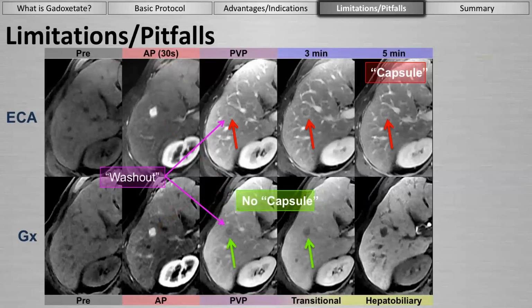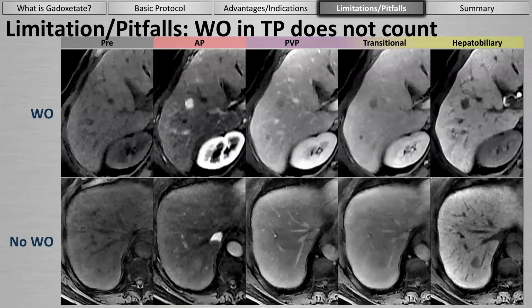And why is that important? Because if you see the capsule, you can call this a LI-RADS 5. If you don't see the capsule, you have to call it a LI-RADS 4. So the same exact lesion within 2 weeks, with one contrast agent, you can call it an LR-5. With a different contrast agent, you can only call it an LR-4.